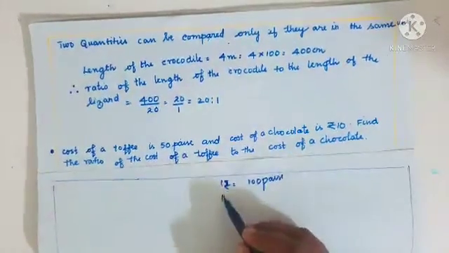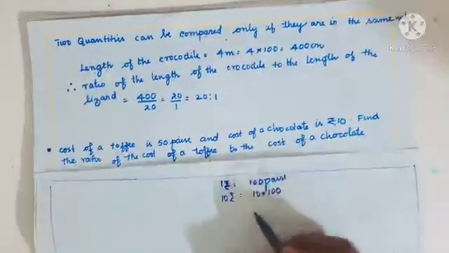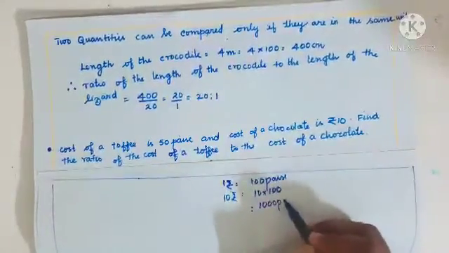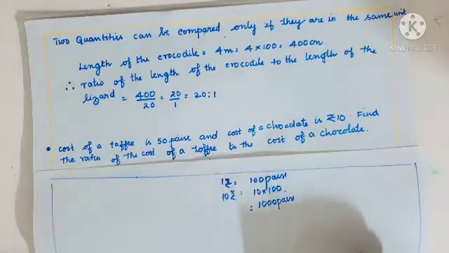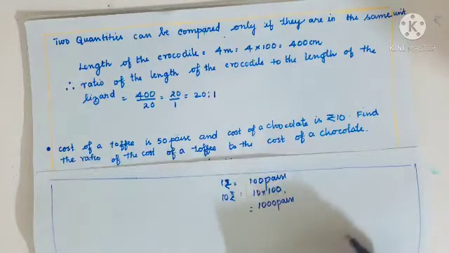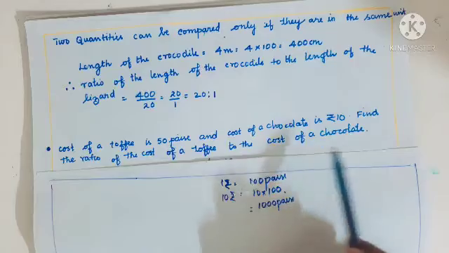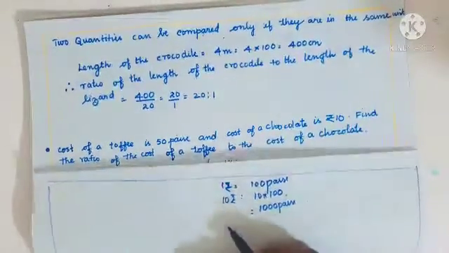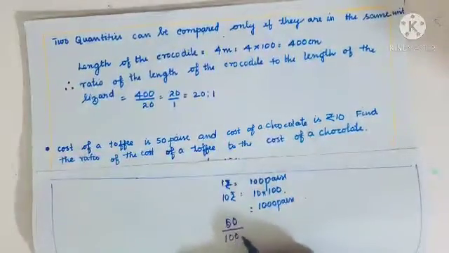So 10 rupees is equal to 10 into 100. So that will become what? 1000 paise. Yes. Now you can have the cost of toffee is 50 paise, isn't it? And the question is the ratio of cost of toffee to the cost of chocolate. So first the toffee should come. So what you can write? You can write 50 divided by 1000.